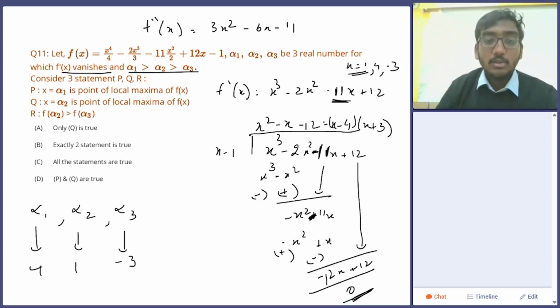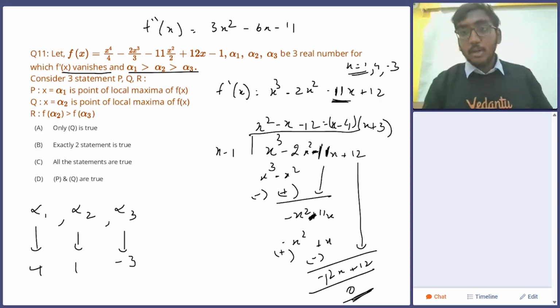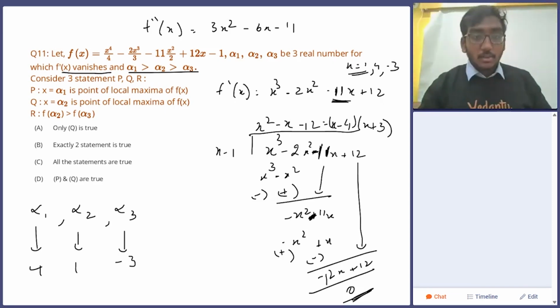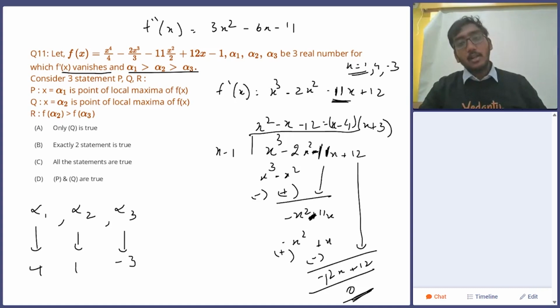Whether it will be a point of local maximum or minimum will be decided by f double dash of x. So what will be f double dash of 4? It will be 48 minus, right.